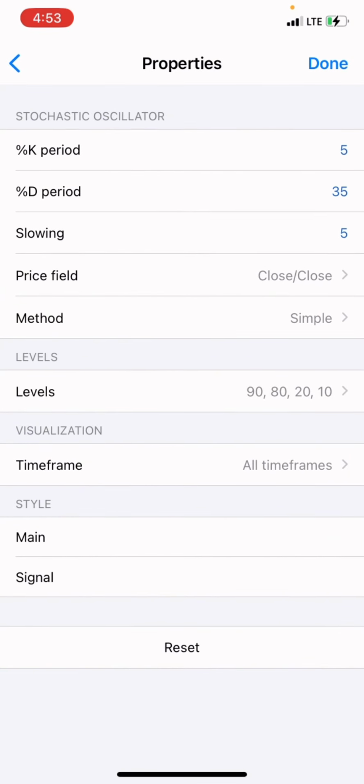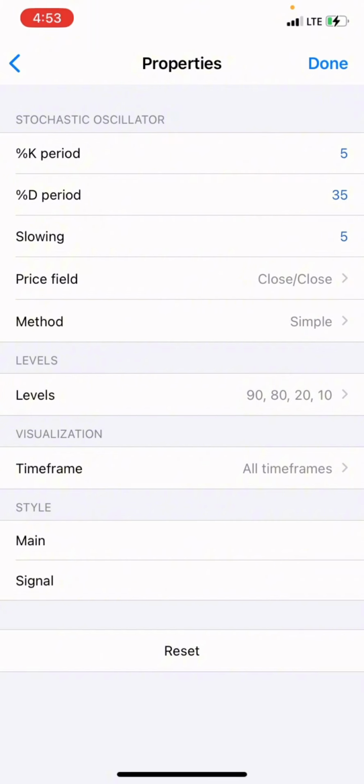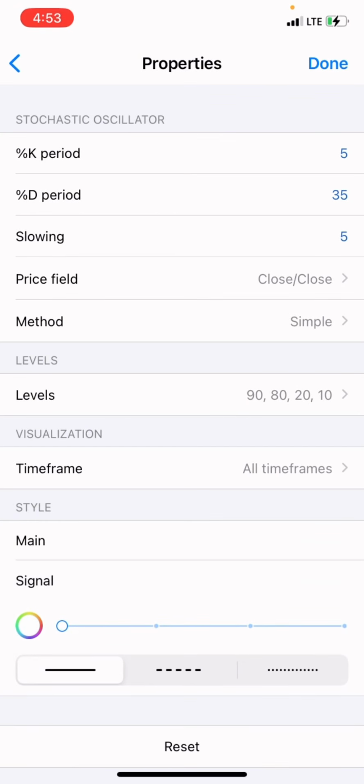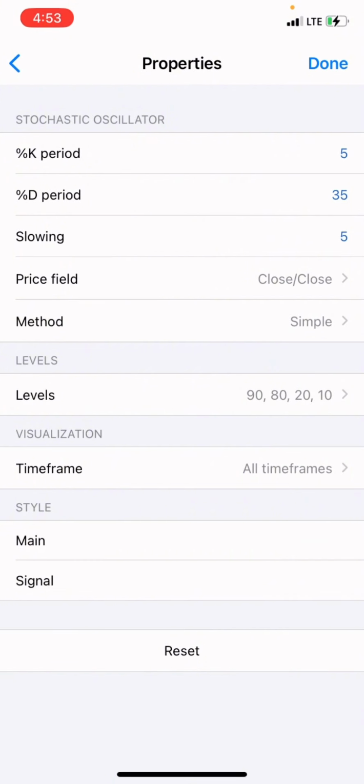When you come back here, please make sure that for your styling, the main and signal are the same color as the background of your chart. So I'm using a white background, that's why you're seeing main is white and signal is also white. Close.